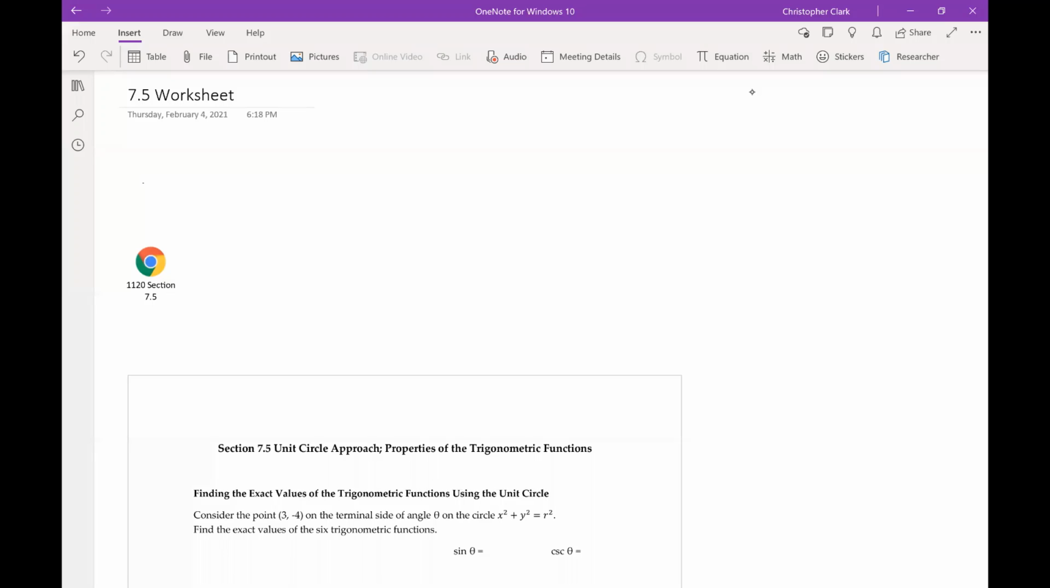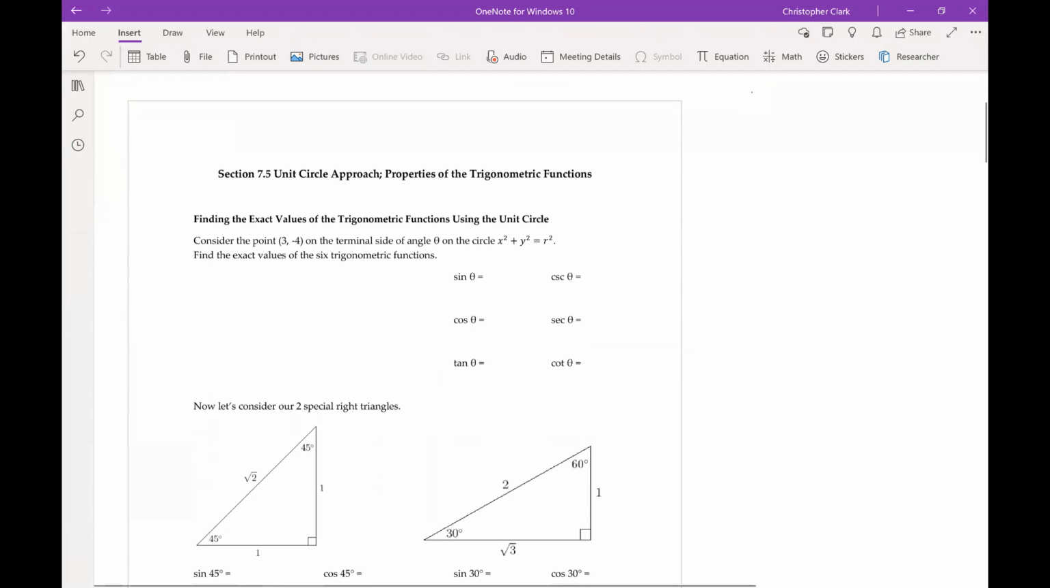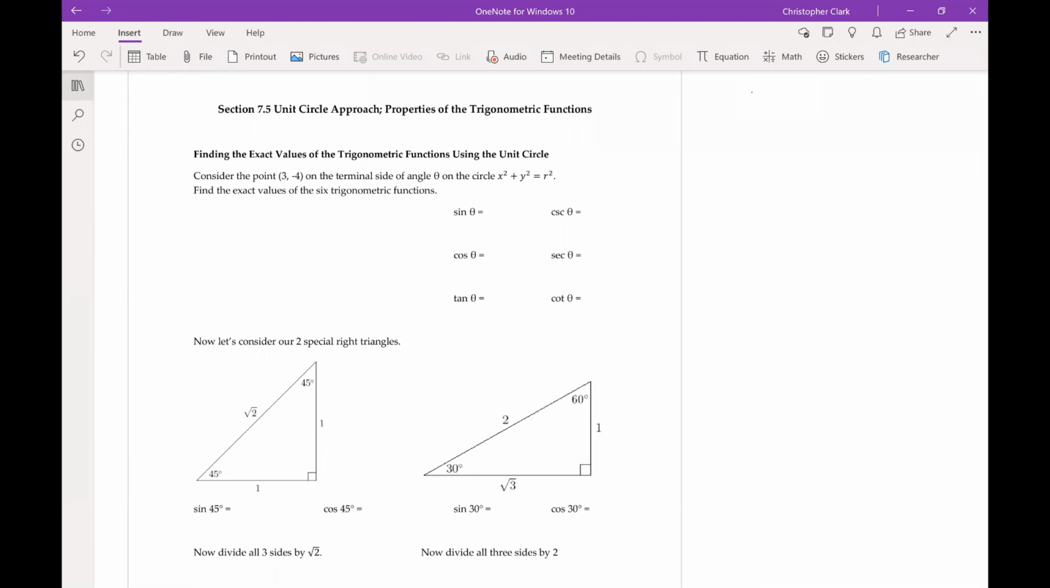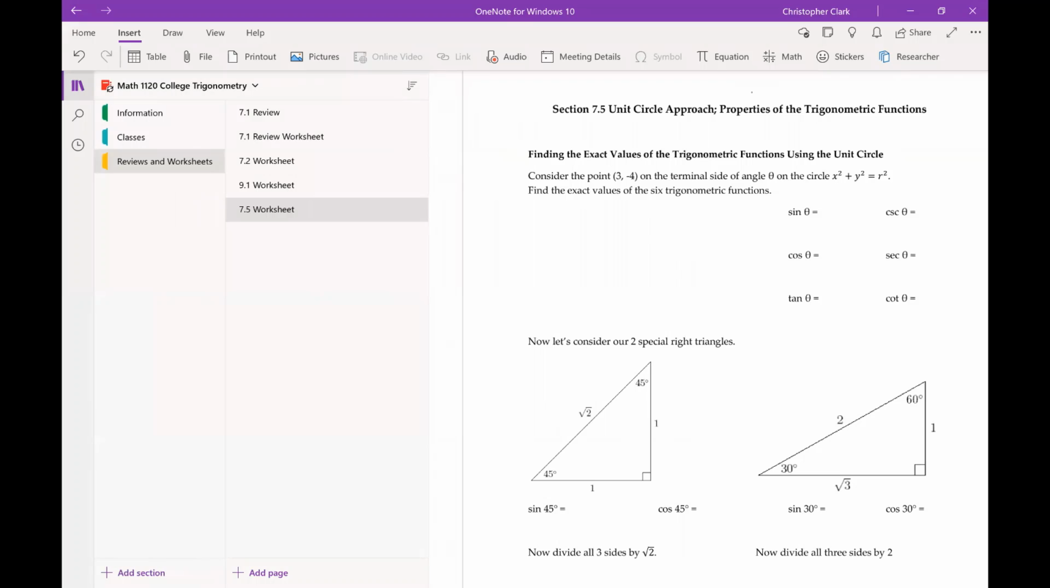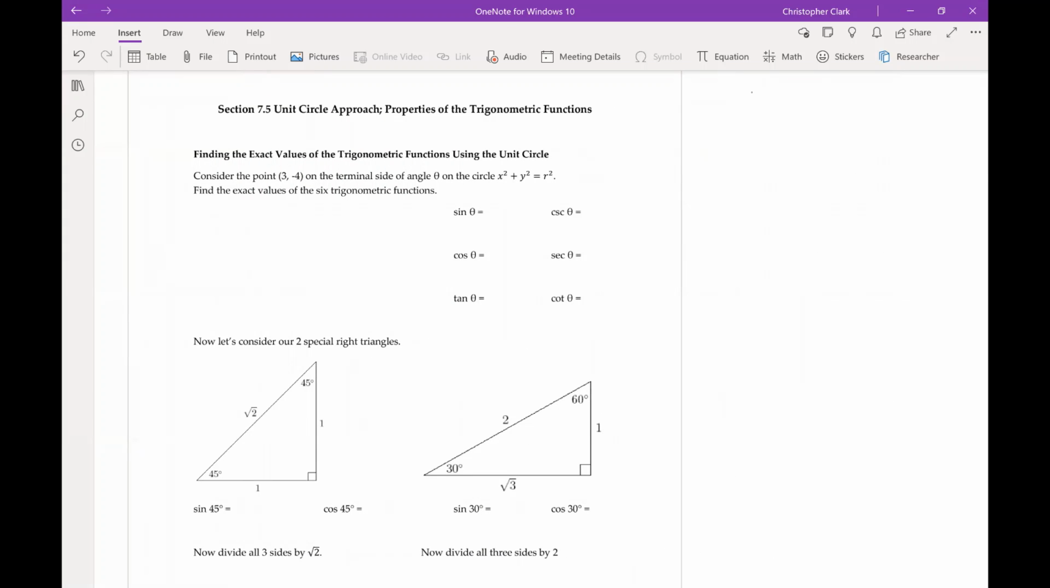All right. So in the last video, we talked a little bit about 7.1 and finished it off. And this worksheet is going to go through a couple of really interesting ways we can use the information that we learned from 7.5. So we'll go ahead and jump right in. Now to find this, of course, you can go over to the College Trigonometry OneNote and go under Reviews and Worksheets, and it is page 7.5 worksheet. All right, let's get started.